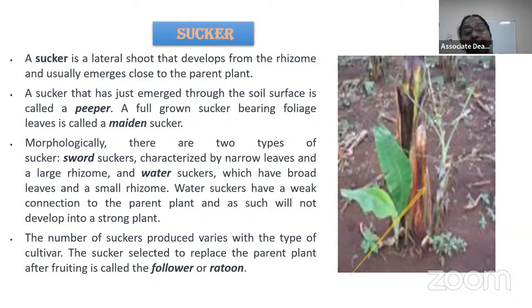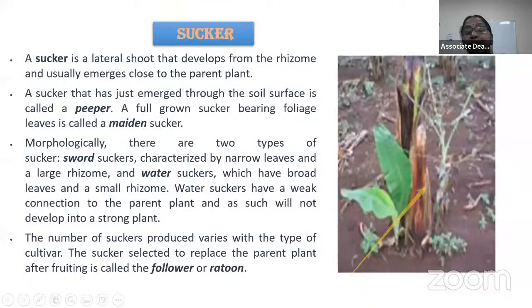And here there are different terms used in the case of sucker plants. That is the peeper. What is a peeper? Peeper means the just emerged sucker through the soil surface. It is known as the peeper. Whereas the fully grown sucker bearing foliage leaves is called the maiden sucker. And morphologically, there are two types of suckers in banana. One is known as the sword sucker and the other one is the water sucker.